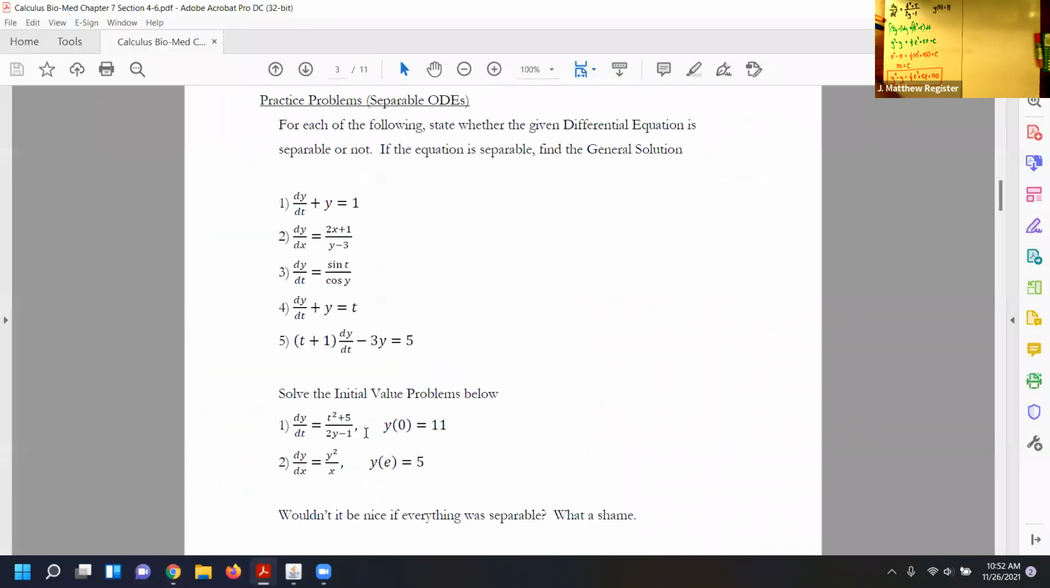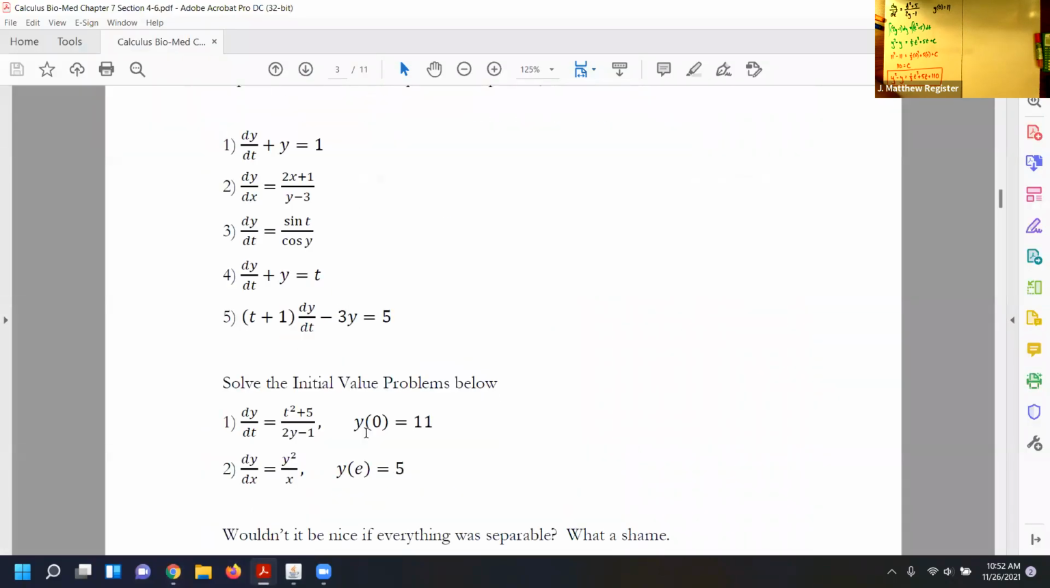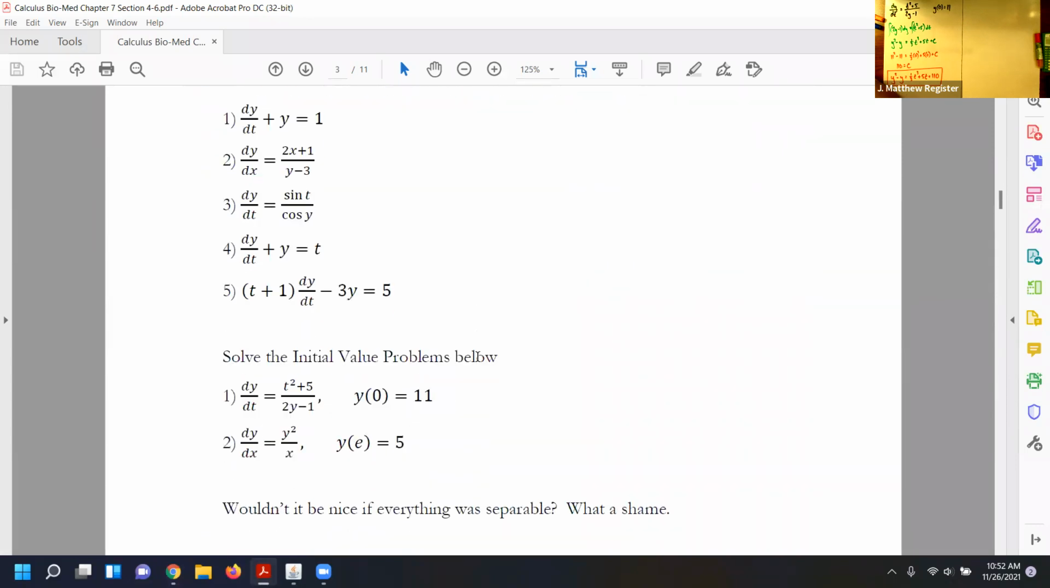But that's the idea behind separable differential equations. This last one, again, it's more of the same. You just separate out the variables and then integrate and you're good to go. Wouldn't it be nice if everything was separable? What a shame.